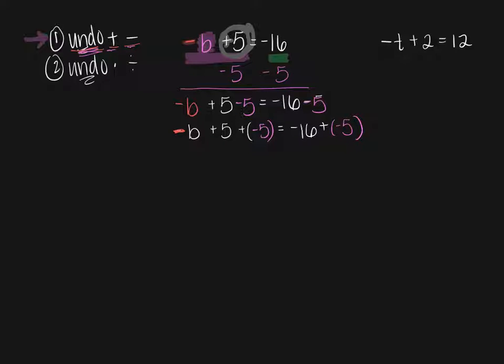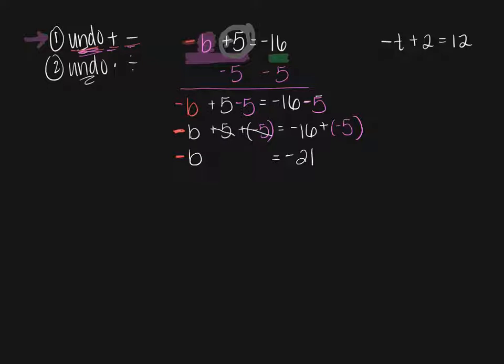Okay, now let's simplify this. Notice that my plus 5 plus a negative 5 end up crossing out, leaving me just negative B equals negative 16 plus a negative 5. How do I add negatives? I'm still going to have a negative. I'm getting further down my number line. Negative 16 plus negative 5 is negative, yes, 21. All right, but do I still have B equals? No, I've got this pesky negative I need to deal with.